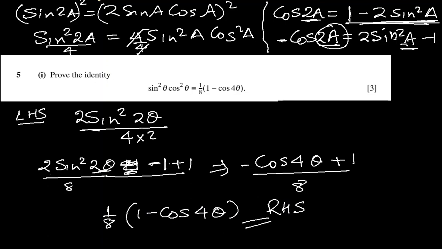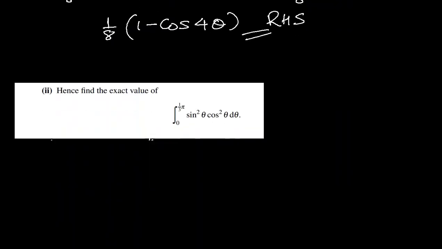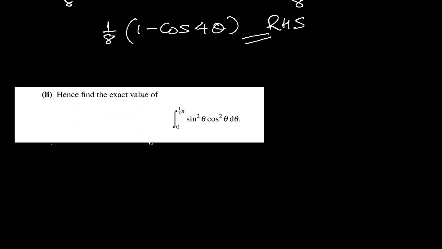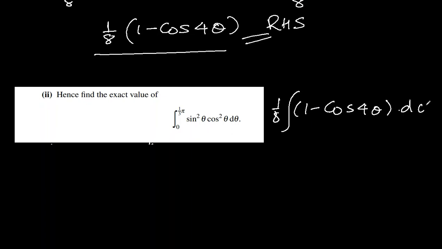We proved it. Next part. Hence, find the exact value of this definite integral. And if you see, this definite integral is exactly the same as the left hand side of the previous part. That means we can change it to the integration of what we got as the right hand side. So 1 over 8 is outside, I will keep it constant. 1 minus cos 4 theta d theta. This is the new definite integral, the new form of this one.